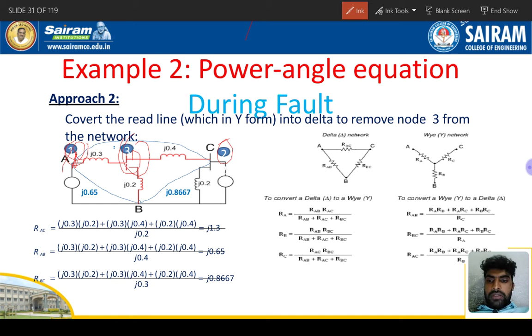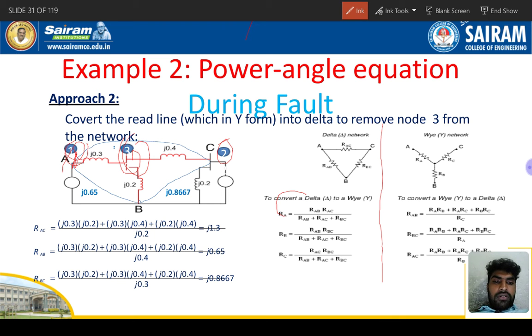Remove the node 3 from the network, right? See here, I have given some basics. If you want to convert delta to star or star to delta, which formula will you prefer? Just go back to the third semester. There we studied in electrical circuit analysis star to delta conversion and delta to star conversion, right? So for delta to star we have to use this formula.